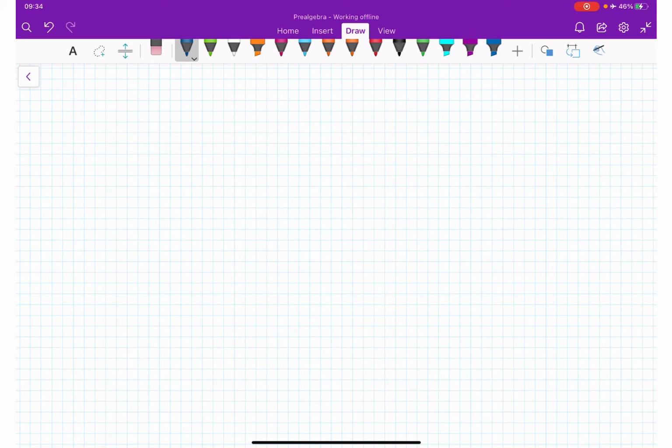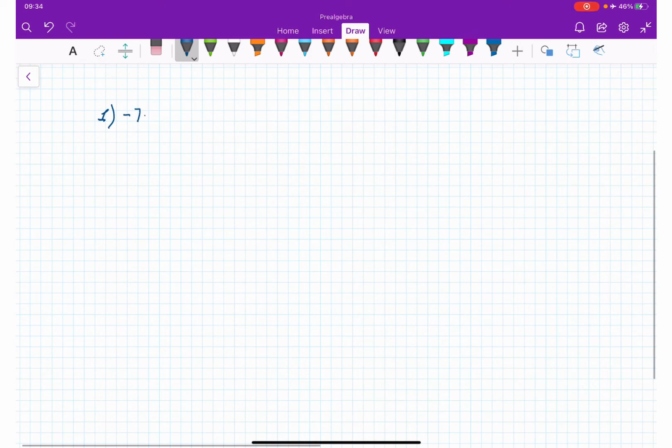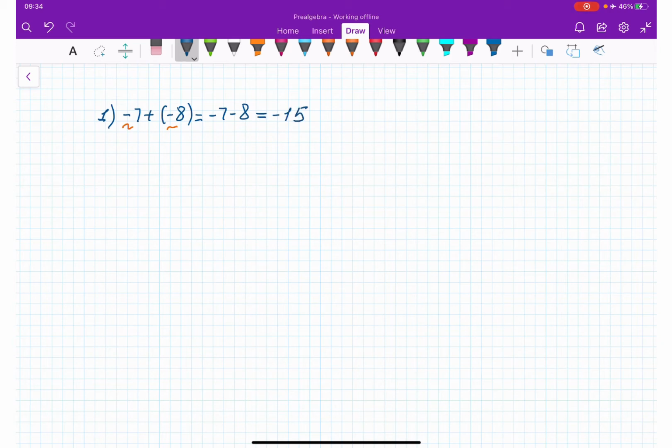Okay, question number 1. -7 plus -8. When you have two negatives, this plus doesn't even count there, because you can write it down as -7, -8.